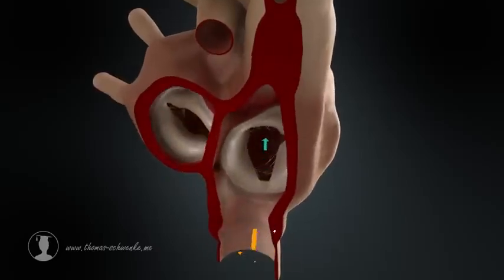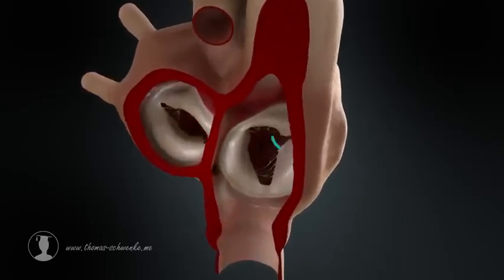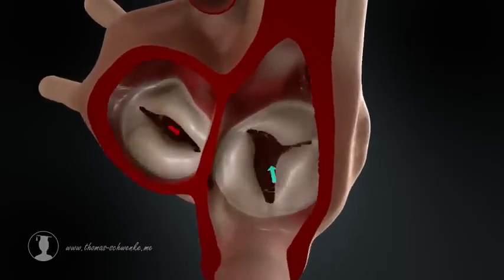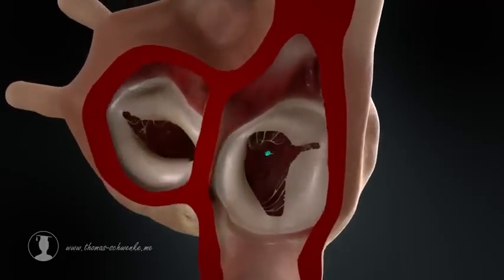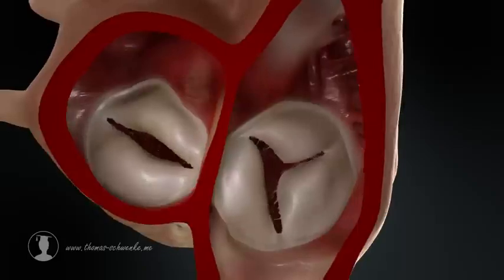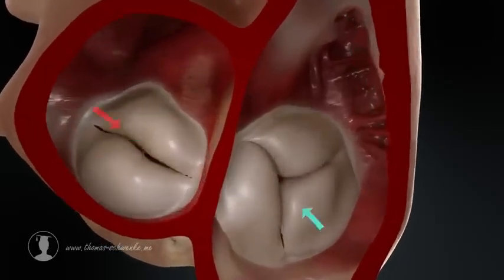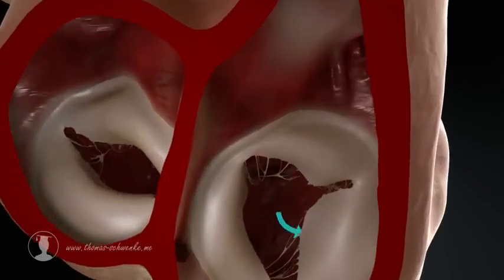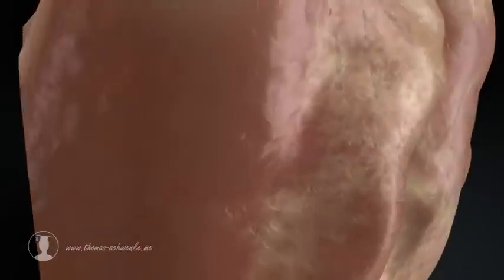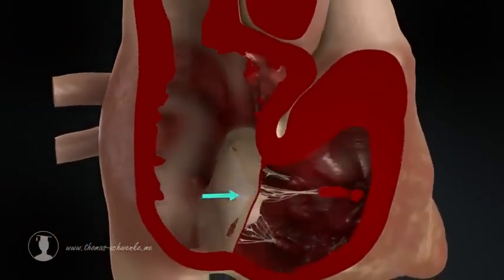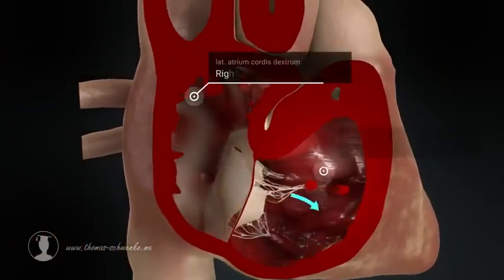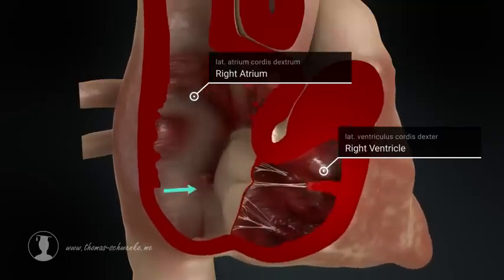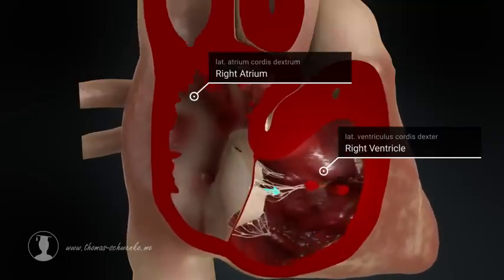When the atria of the heart contract, the atria's space becomes smaller. The resulting pressure causes the blood to push the leaflets towards the ventricles. This allows the blood to be pumped from the atria into the ventricles. When the muscles of the atria contract, the muscles of the ventricles relax. And when the muscles of the ventricles contract, the muscles of the atria relax.